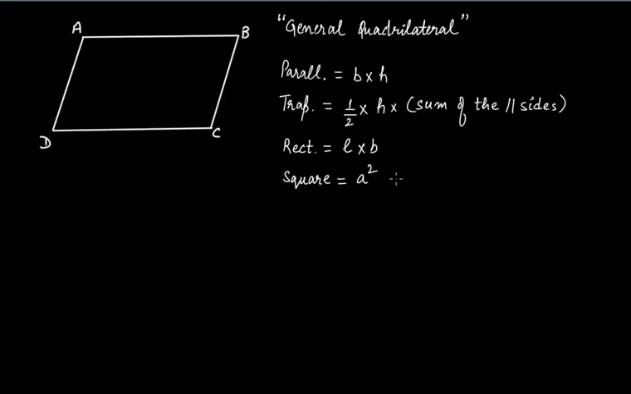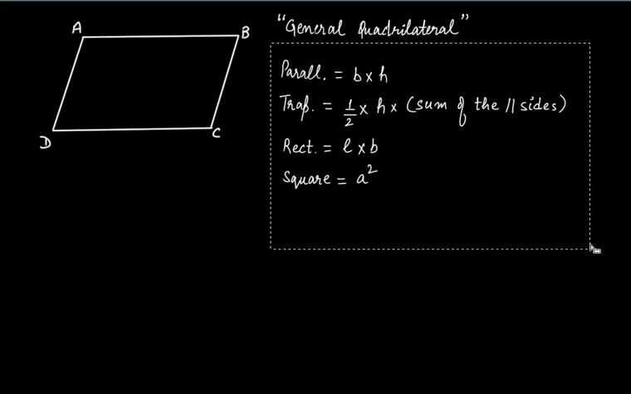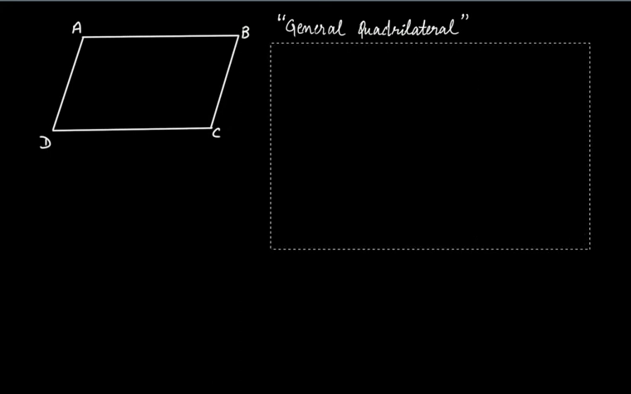But what if ABCD is not a parallelogram, not a trapezium, not a rectangle, nor a square? Then what will be the area in that case? How will we calculate it? So let's try to find it out. What will be the formula?